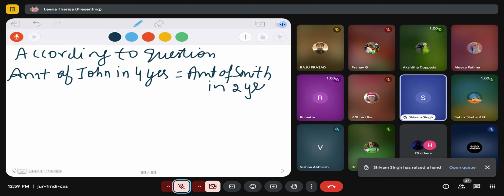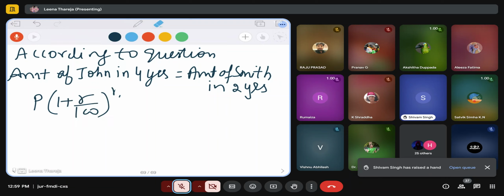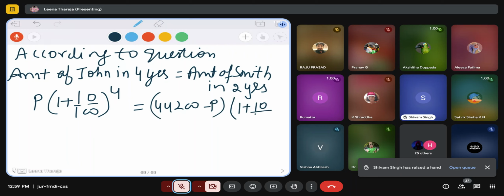What was that money share for John? P into 1 plus R by 100 raised to power n. N is how much? 4 years. And here R is how much? 10. And here P is how much? 44,200 minus P, 1 plus 10 by 100 raised to power 2. Till here, are you done?